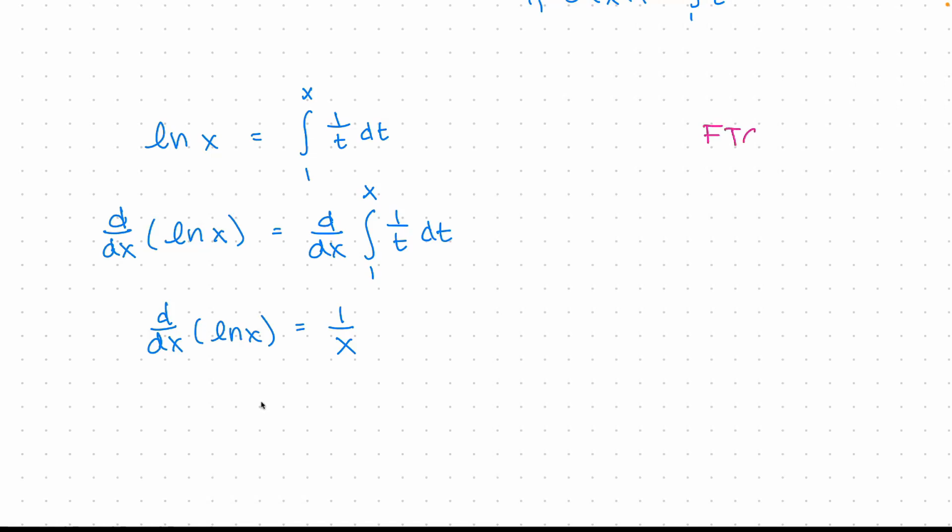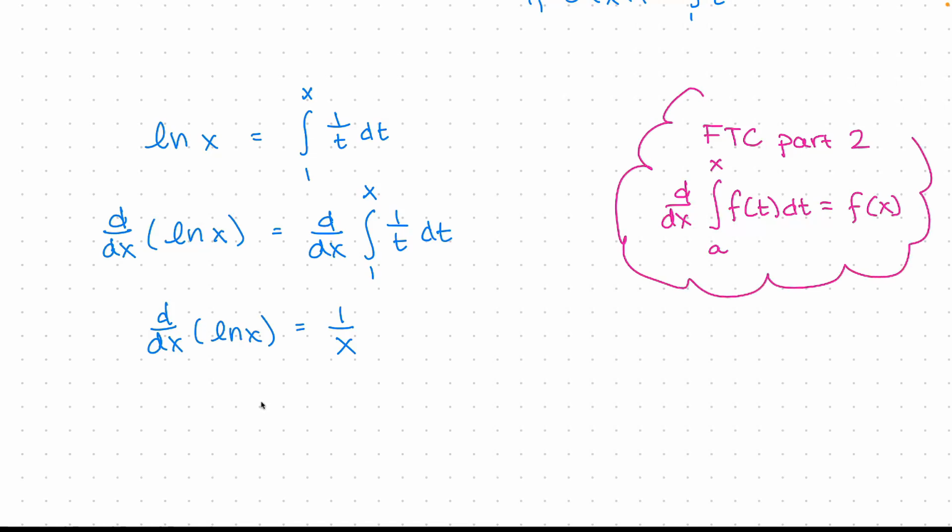I'll put it over here. FTC Part 2. Remember, that's the one that said if you're taking the derivative of an integral from a constant to x of f of t dt, that's just f of x. It's exactly what we have going here. We're taking the derivative from a constant to x of a function of t. It just becomes a function of x. That's it!